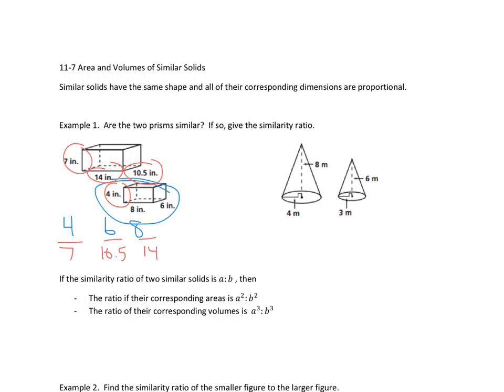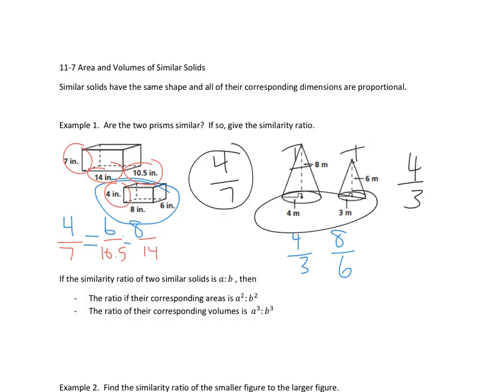So if they are similar, all of these are equal. So check to see if they are. Yes, they are. So that means the similarity ratio is 4/7. For this cone, I'm going to do 4, 8 on the top, and then 4 corresponds to 3, and 8 corresponds with 6. So is this the same? Yes. So the similarity ratio is 4:3, first to second, or 3:4, depending if it tells you to do first figure to second figure.